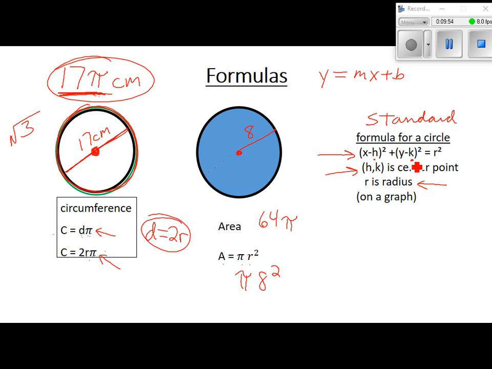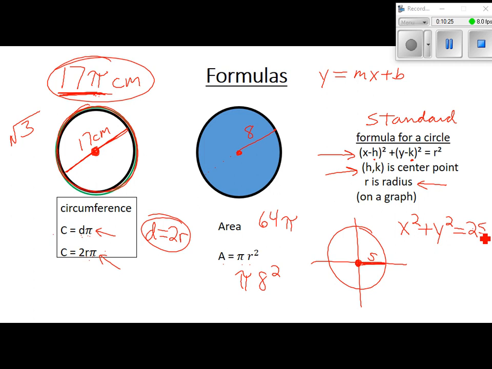If we're on a graph and the center point of the circle happens to be the origin, 0, 0, then your formula just looks like x squared plus y squared equals r squared, and maybe the radius from here to here is 5. So that'd be 5 squared over here, or 25. So the equation would look like x squared plus y squared equals 25.